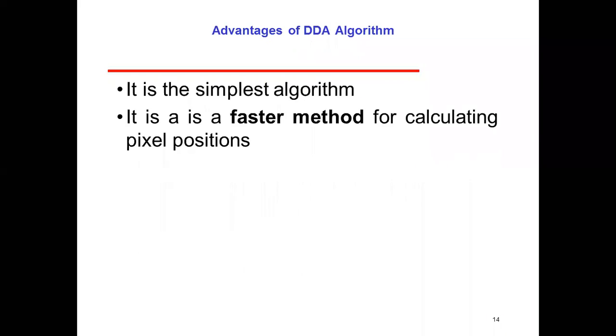So about the DDA algorithm, it is the simplest algorithm. It is very simple, and also it is a faster method for calculating the pixel position. We can calculate the pixel position easily. So these methods are faster. And about the Bresenham algorithm, this is not so much faster because we have to calculate. It is a complex procedure, because first we will calculate the value of x and then y, then e, and again we will check whether the value of e is negative or positive.